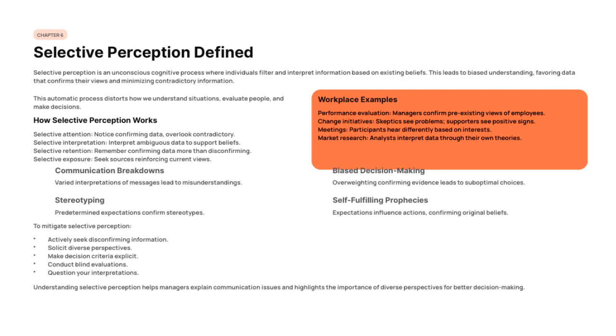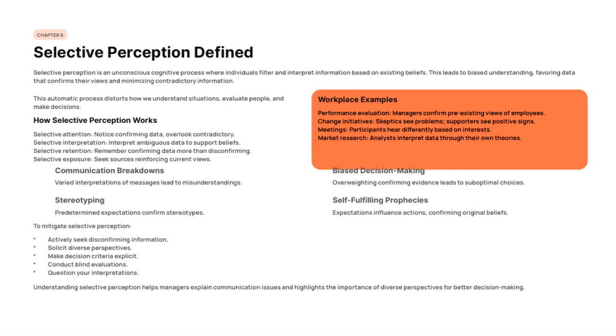Understanding selective perception is crucial for managers because it helps us explain communication issues that often arise in organizations. When we recognize that everyone filters information through their own lens, we can see how diverse perspectives become vital for making better decisions. To counteract our biases, we should actively seek out disconfirming information and solicit perspectives from different people. Making our decision criteria explicit and conducting blind evaluations can also help us see beyond our assumptions. It's important to question our own interpretations because they might be colored by our existing beliefs.